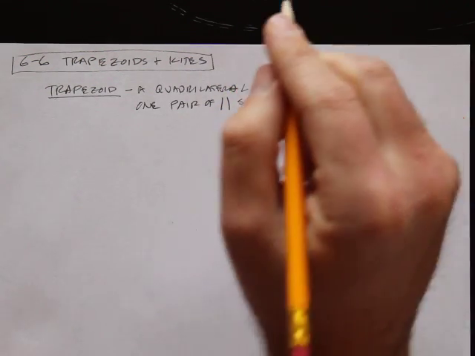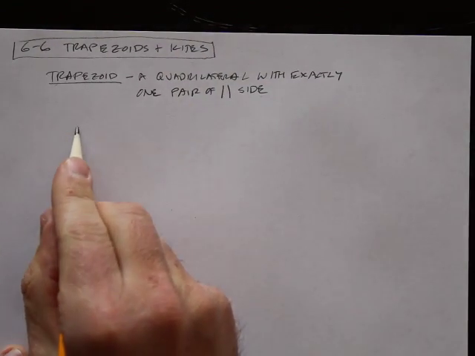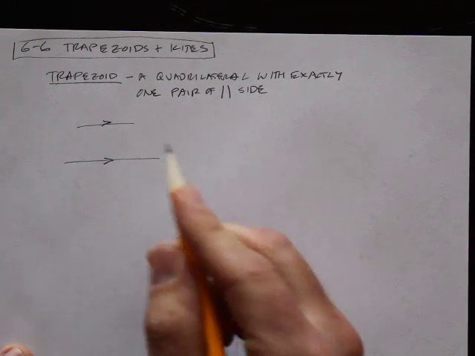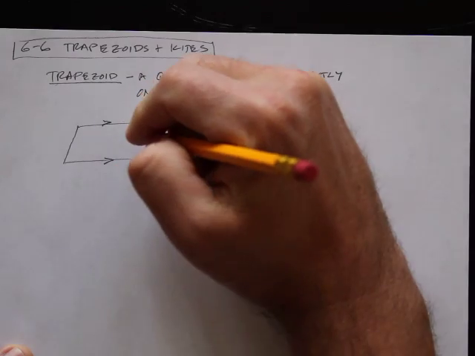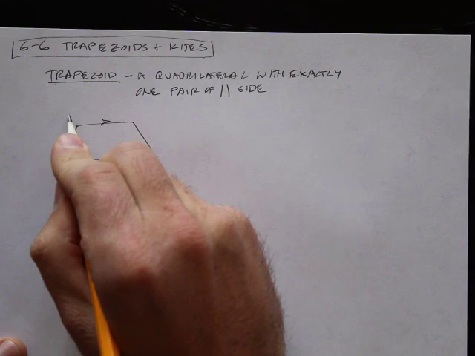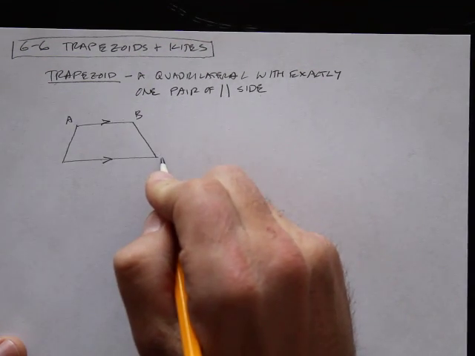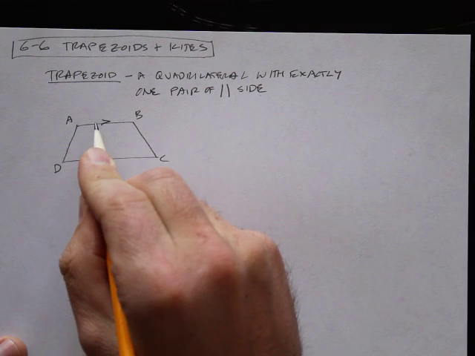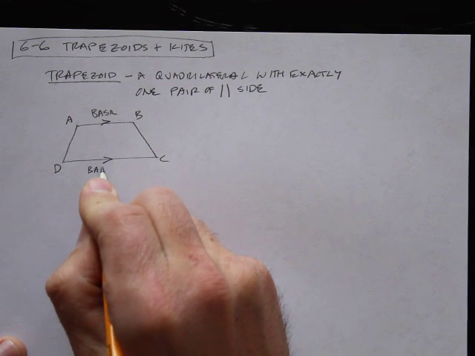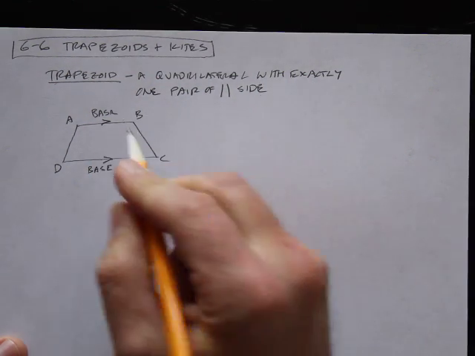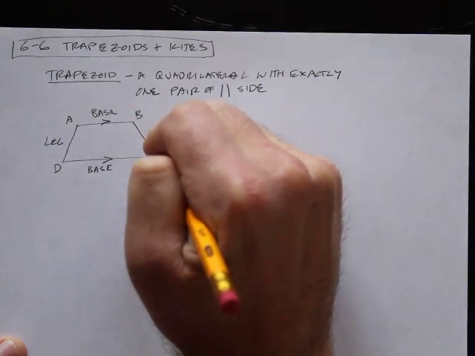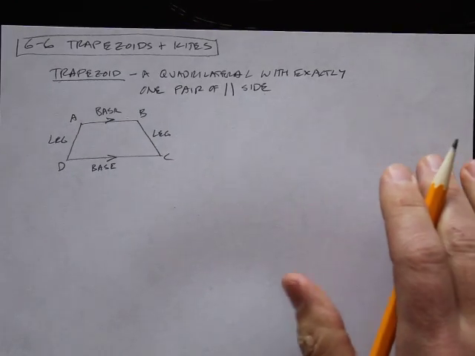So let's draw an example trapezoid. I've got one pair of parallel sides, and then I've got sides that are not parallel to one another. Here's a trapezoid, and this is trapezoid ABCD. This is a base, and this is a base. So the sides that are parallel to one another are bases. And here's a leg, and here's a leg. That is the anatomy of a trapezoid.